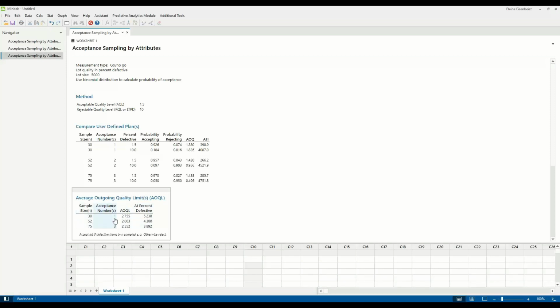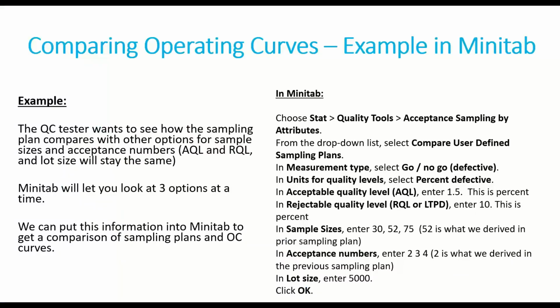This 30 and 1 would definitely be gone. We won't, no way would that work for this 5.2, right? And of course, the 75 and 3 would be better, but then that's going to cost you more time and money. Okay, so yeah, you can use these to compare too, which is great. All righty, now let's look at 0 defects.